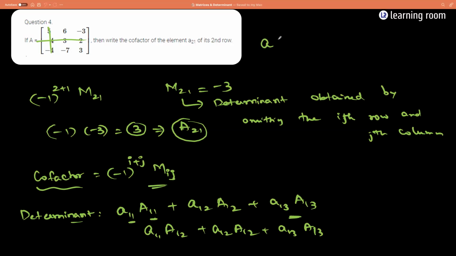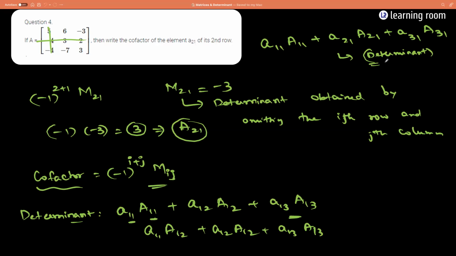So a11 and capital A11, cofactor, plus a21, capital A21, cofactor, plus a31, cofactor A31. Sir, is this still the determinant? Yes, okay, this is determinant. That is the definition, no? An element multiplied with its corresponding cofactor, then it's a determinant.